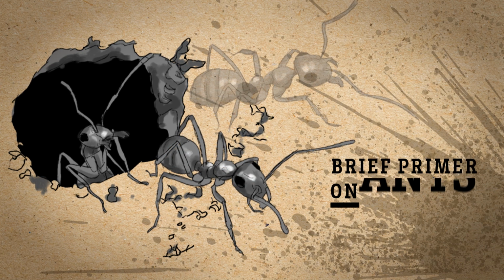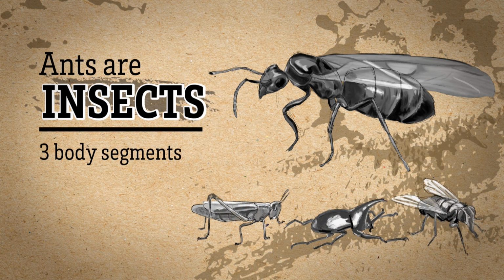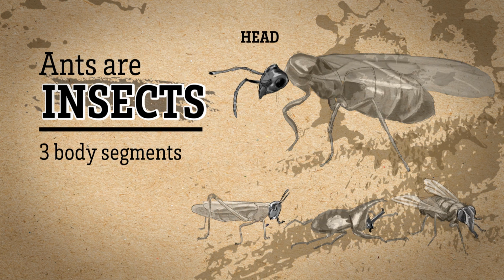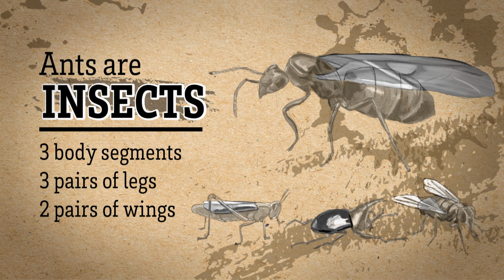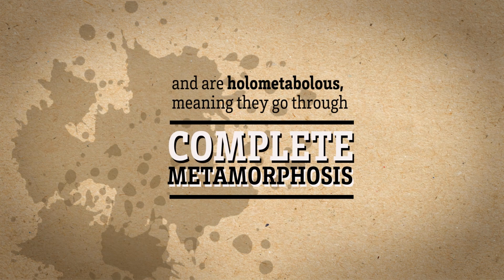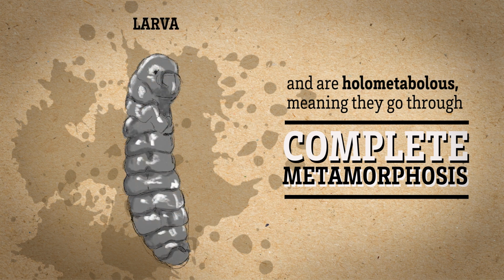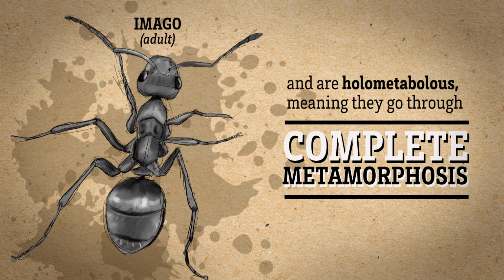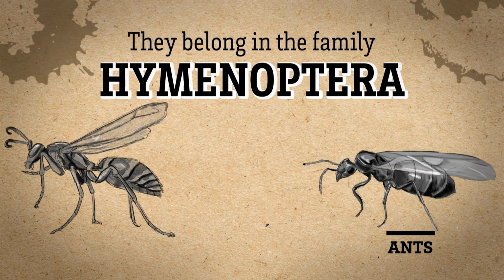A brief primer on ants. Ants are insects. Insects have three body segments: a head, thorax, and abdomen, three pairs of legs, and two pairs of wings. They are holometabolists, meaning they go through complete metamorphosis. Their metamorphosis leads them through different life stages: egg, larva, pupa, and imago. They belong in the family Hymenoptera, alongside wasps and bees.